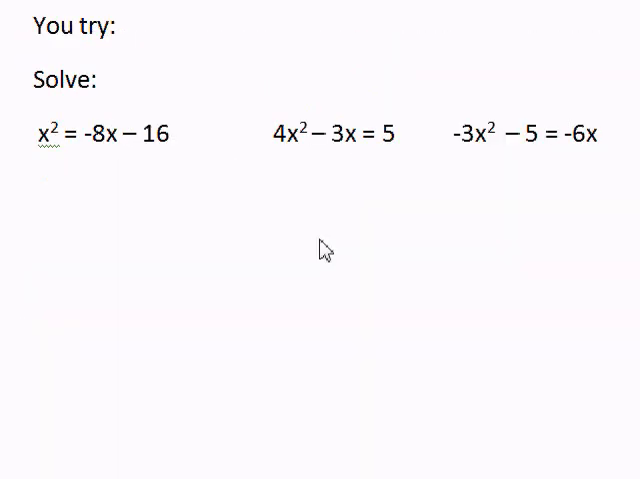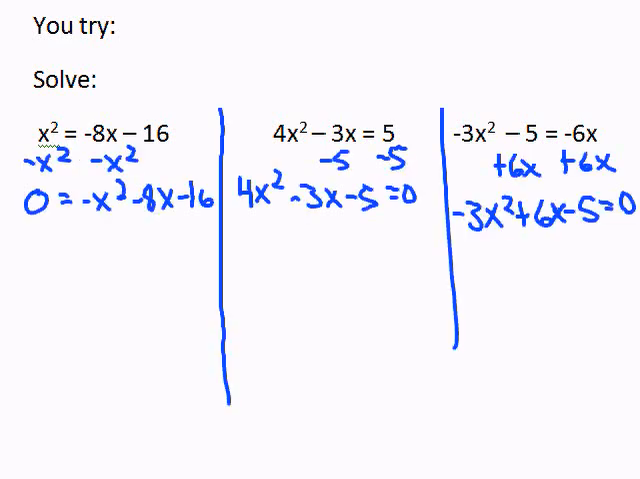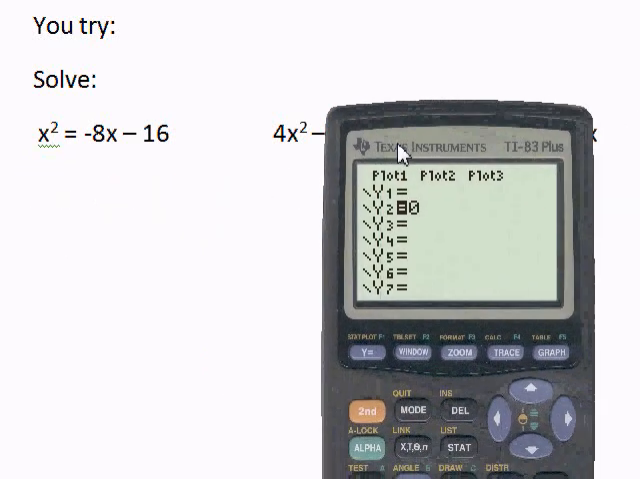Here are 3 more examples for you to try on your own. Go ahead and press pause, work them out, and press play when you're ready to see the answer. So I went ahead and solved each of the 3 equations for 0, got each equation equal to 0 rather, and I'm going to start with that first one, negative x squared minus 8x minus 16.